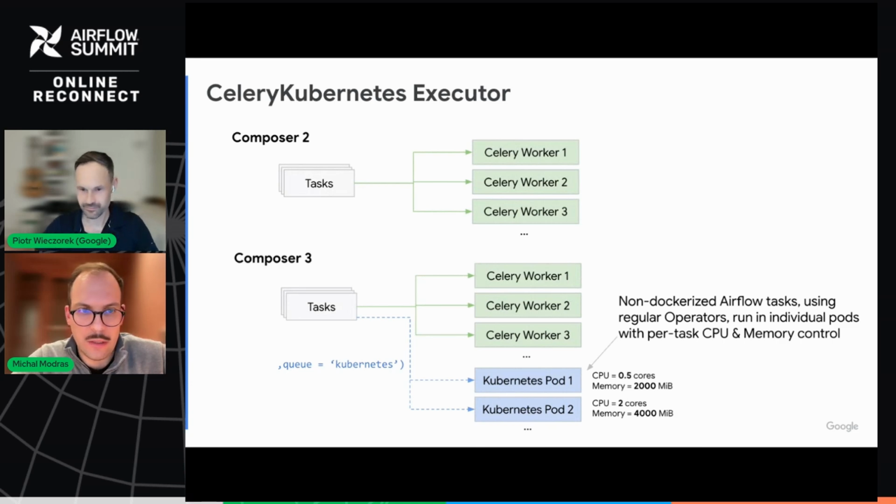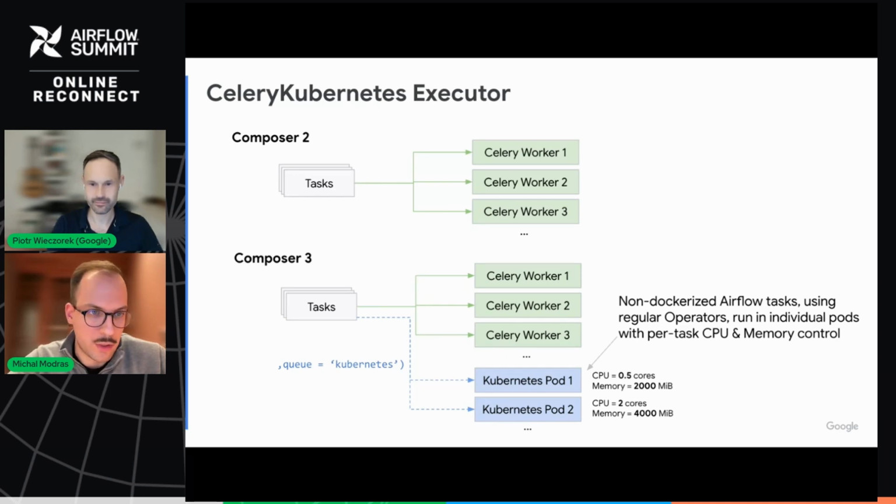So you might know in Composer 2, we used Celery Executor purely, which means Airflow tasks are distributed to the Airflow workers. Each Airflow worker runs a number of Celery workers that you can configure. And this setup is very effective when you require low latency and when the tasks that you execute are lightweight.